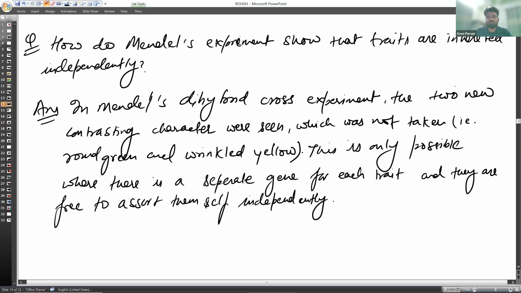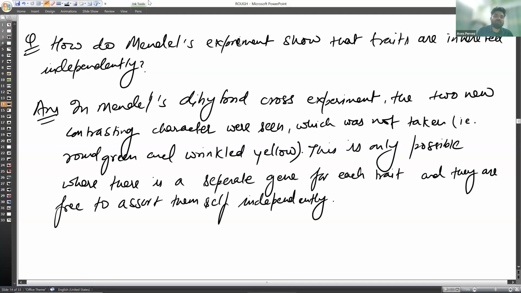The next question that comes in examination is: how do Mendel's experiments show that traits are inherited independently? Traits are inherited, and independently they can assort themselves. In Mendel's dihybrid experiment, we have seen that two new recombinant characters were observed that we had not taken, and this is only possible if we have separate genes. So please note down how Mendel's experiments show that traits are inherited independently.